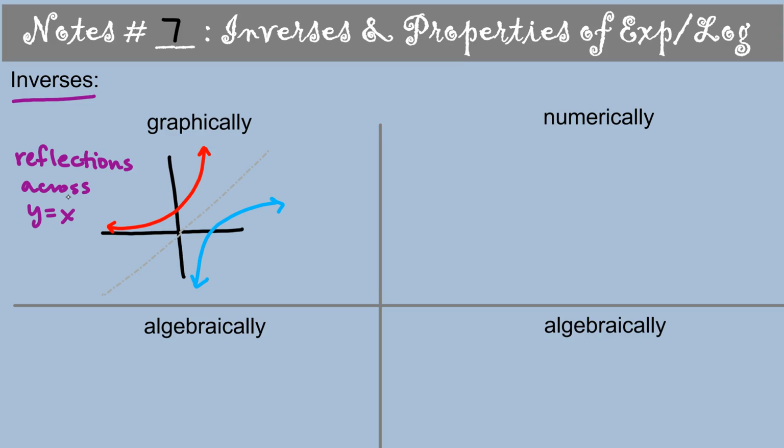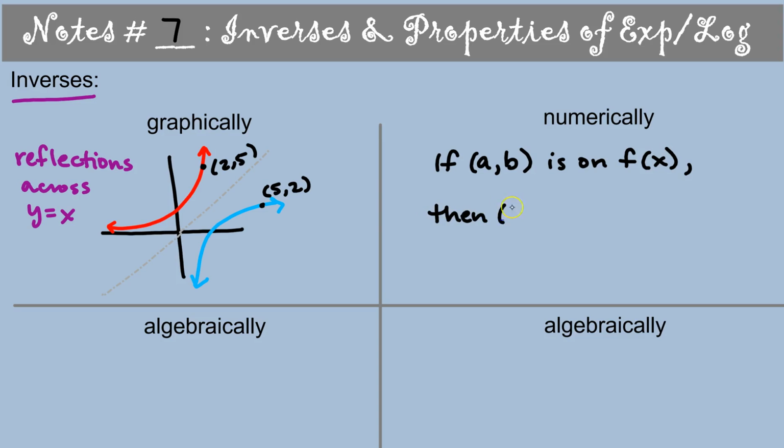How about numerically? Well, if I go back to that graph, and let's say this point here was the point maybe (2, 5), then on the inverse, we're going to have the point (5, 2). The x and y coordinates switch. So we could say that if the point (a, b) is on function f of x, then the point (b, a) is going to be on the inverse. Remember, the notation is f inverse of x. And that's the notation we would use if they're both functions.